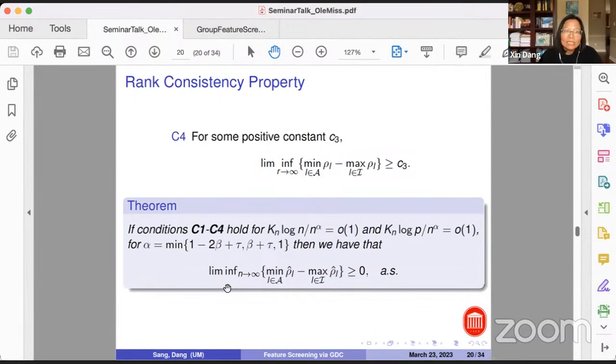And the ranking consistency says that if you are based on your sample data, your sample achieves, almost surely, that this is greater than or equal to 0.